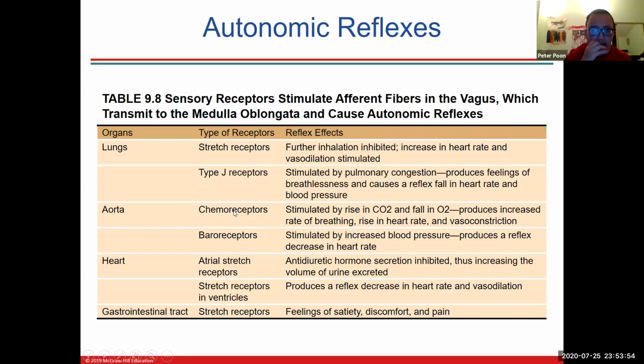Chemoreceptors in the aorta are pretty important. They are stimulated by a rise in CO2 and falling O2, which produces an increased rate of breathing. So if CO2 is increasing or O2 is decreasing, especially CO2 increasing, it makes you breathe harder. And it causes vasoconstriction.